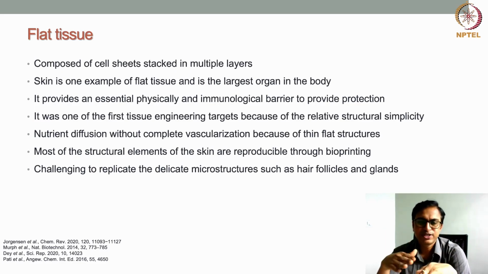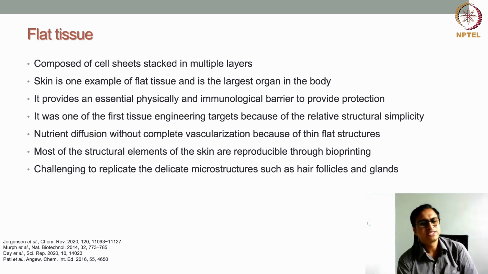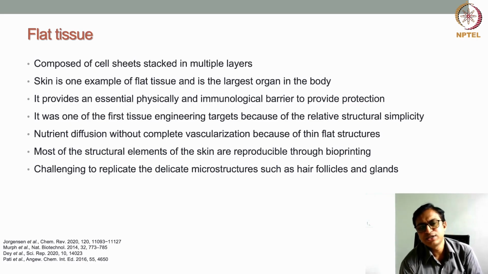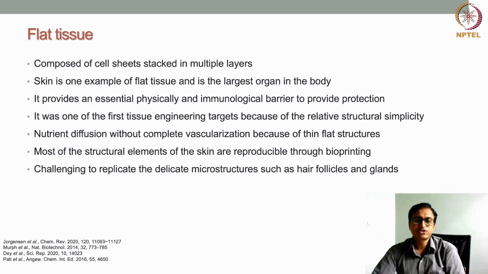So that is one thing. But vascularization is important, and some amount of vascularization is very much required. But that's not a very highly stringent requirement for flat tissues like skin, rather than very highly complex and thick tissue like maybe liver or kidney, where vascularization is highly required, otherwise the organ cannot be sustained.